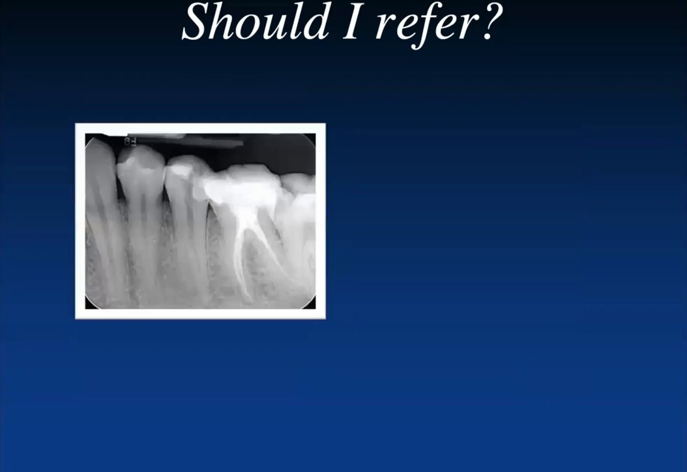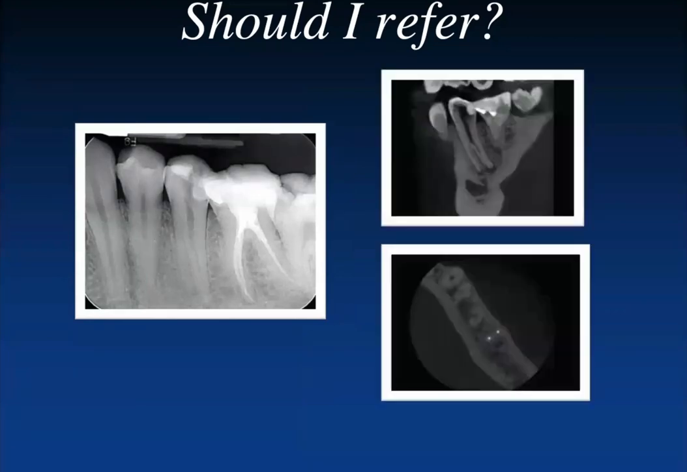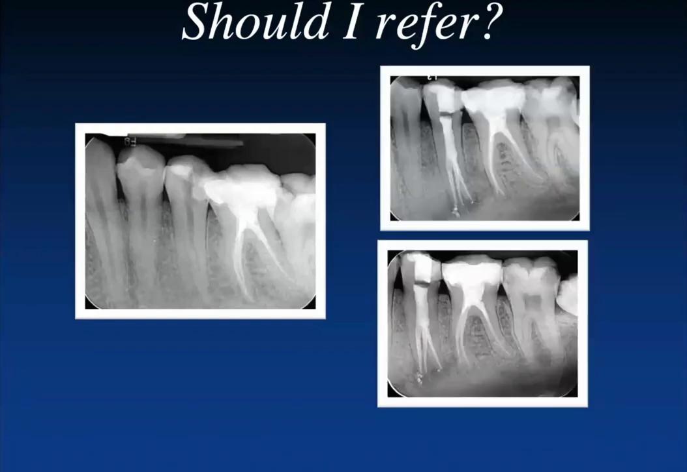Now, this case as well, we have the 3-5 with a deep filling. They actually started the treatment, but they couldn't find the canals, so it was referred. Again, we sent for a CBCT, and the CBCT shows a C-shape with a trifurcation this time. The root canal was done once again with higher magnification.